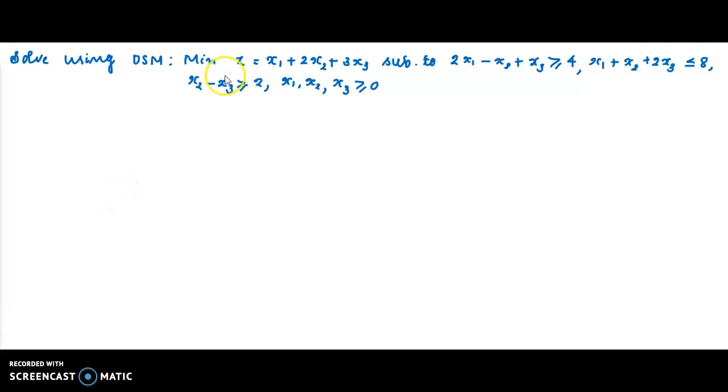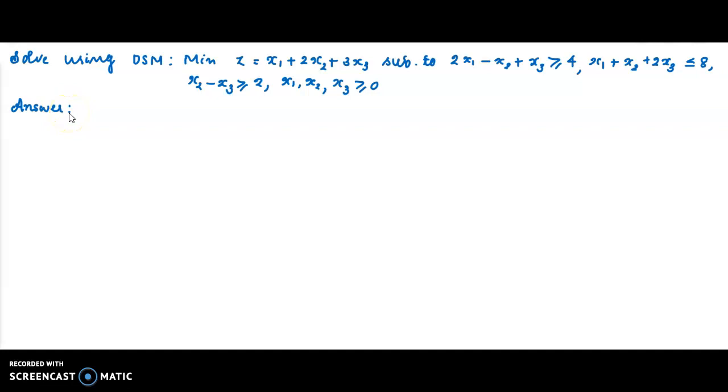First we have to write all the constraints in less than or equal to form with the positive or negative RHS.